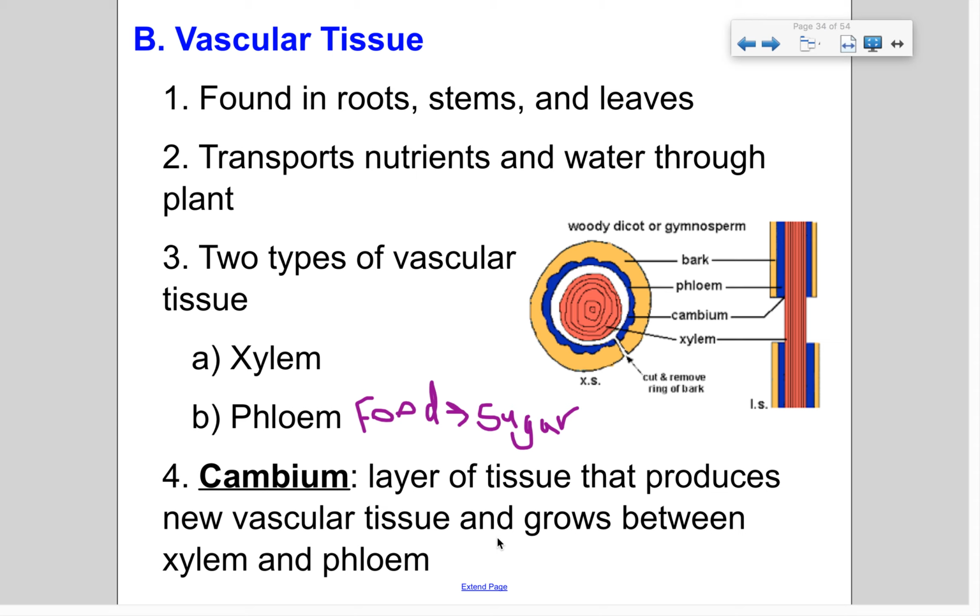Okay, never mind, I take that back. Phloem is blue. My bad. Phloem is blue, white is cambium, red is xylem. I should have looked at this picture first instead of trying to rely on my eyes with these lines here. All right, so just to recap, xylem is red, white is cambium, blue is phloem. And so cambium produces both xylem and phloem, and it grows in between the two.